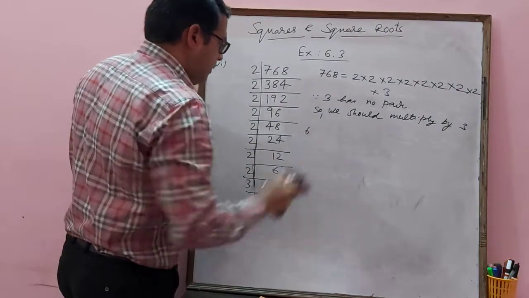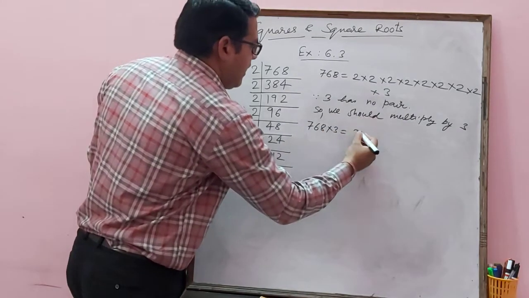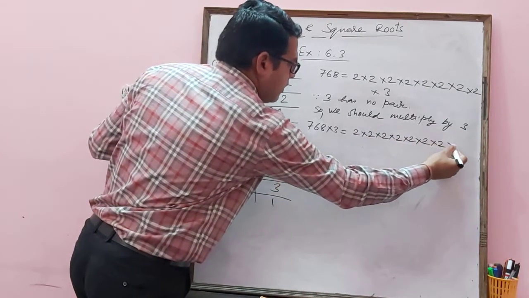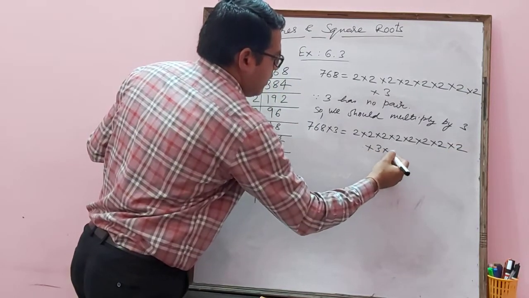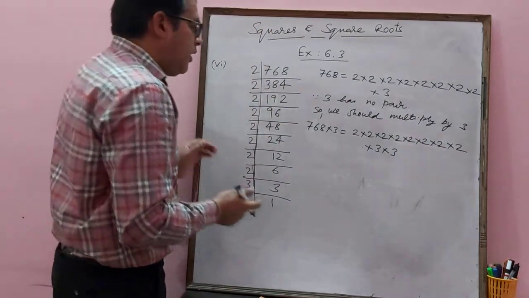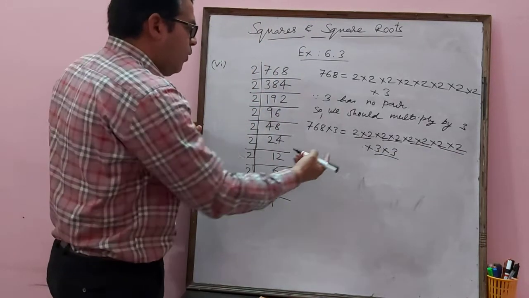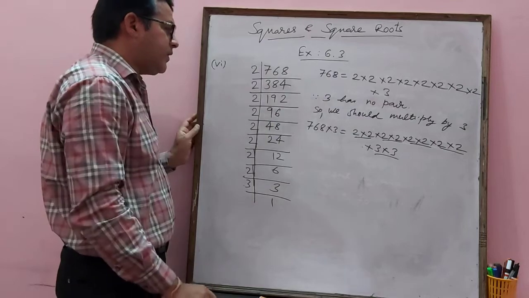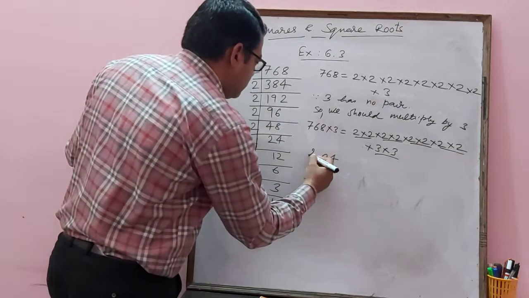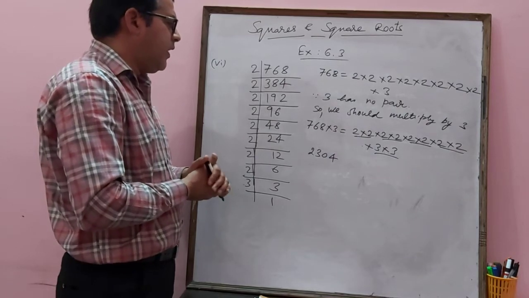Therefore 768 we should multiply by 3, and here also we can write like this. Now we can make pairs. These are the pairs. So we have to multiply this 768 by 3. After multiplying 768 by 3, we have 2304.